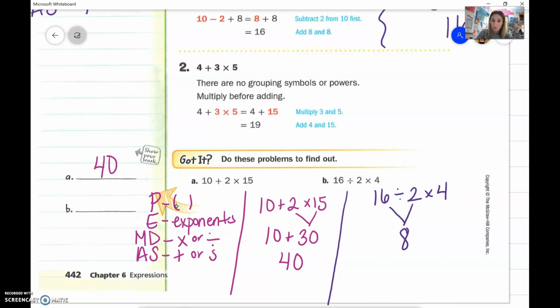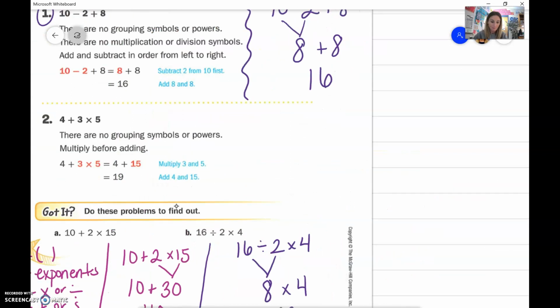I then bring the rest of my expression down, times 4. Look how nice and neat it becomes. It starts here, it goes here, and it goes here. Okay? You have to make it nice and neat. 8 times 4 is 32. My answer is 32. Do not put an equal sign in here. These are not equations. This is an expression. An expression does not have an equal sign. So that's why you do not see an equal sign on any of mine. Okay? All right.